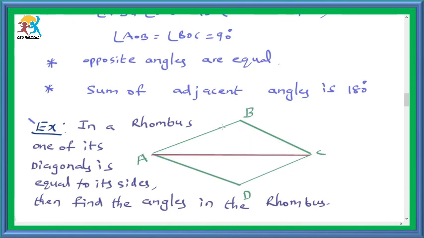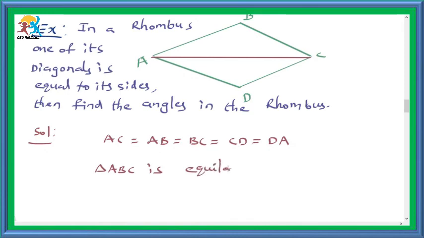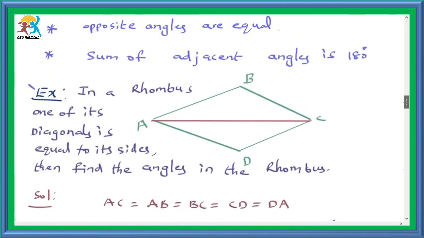I am writing this diagonal AC is equal to its sides. So, I will write this as AC is equal to AB is equal to BC is equal to CD is equal to DA. Now, this triangle ABC is an equilateral triangle. In an equilateral triangle, each angle is 60 degrees. That is why I will write 60 degrees, 60 degrees and 60 degrees.